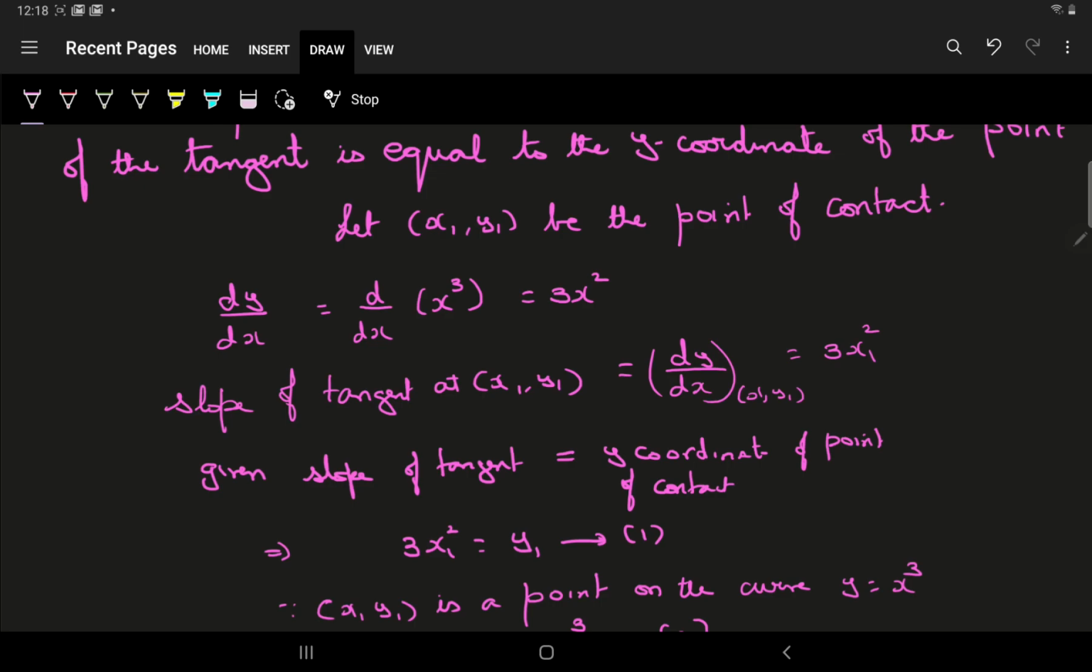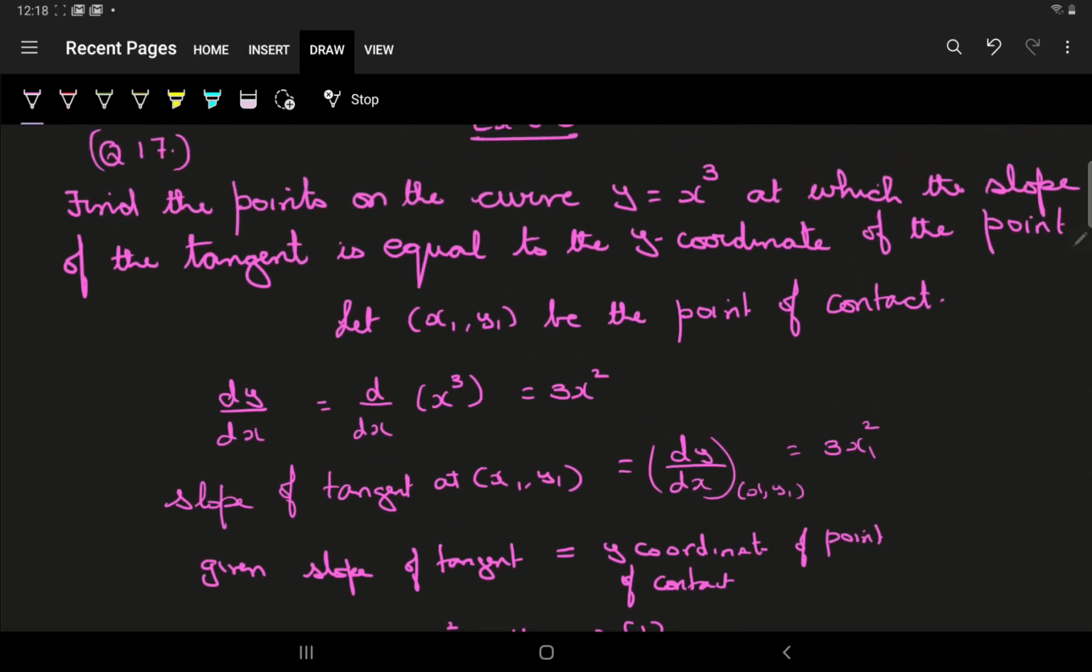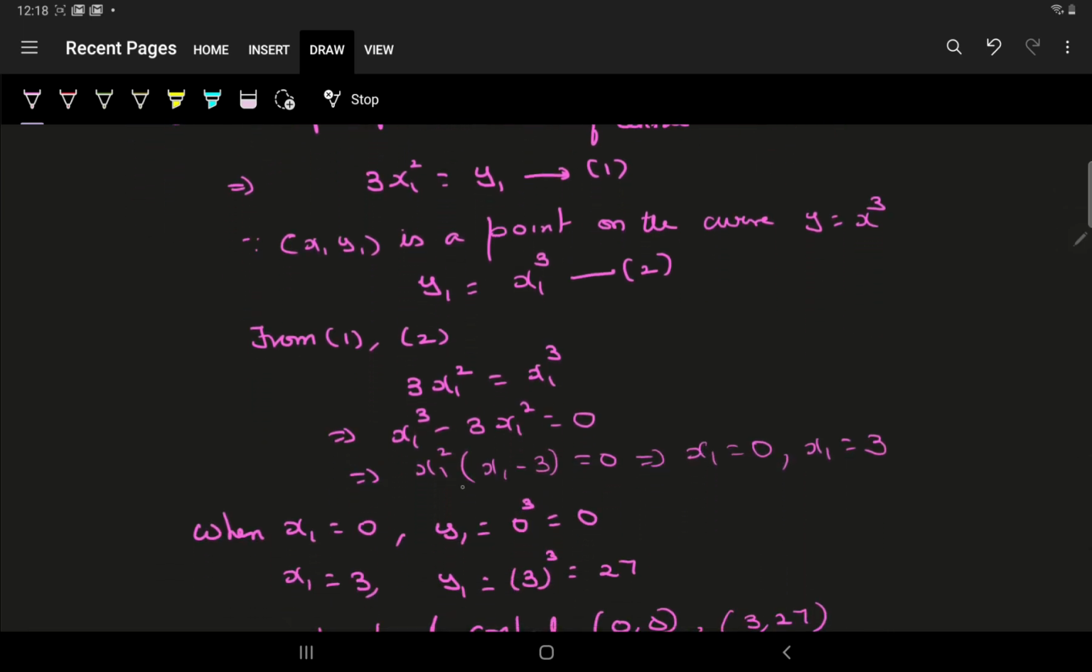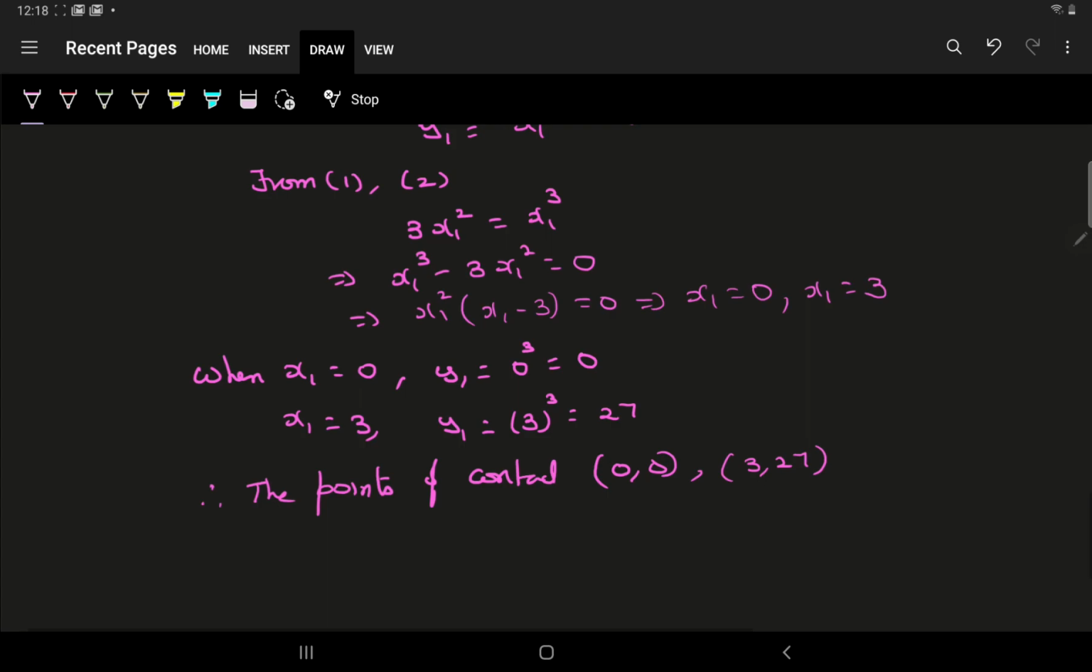And since x1 y1 is a point on the curve, it has to satisfy the curve equation y is equal to x cube. So, we get y1 is equal to x1 cube. So, that becomes the second equation. So, from equation 1 and equation 2 we find what is x1. So, we compare 3x1 square equal to x1 cube, and on simplification we got the value of x1 as 0 or 3. So, at x1 equal to 0 we found the value of y1 as 0, and when x1 is equal to 3 we got y1 equal to 27 by substituting in the equation 2. Therefore, the points of contact are 0, 0 and 3, 27.